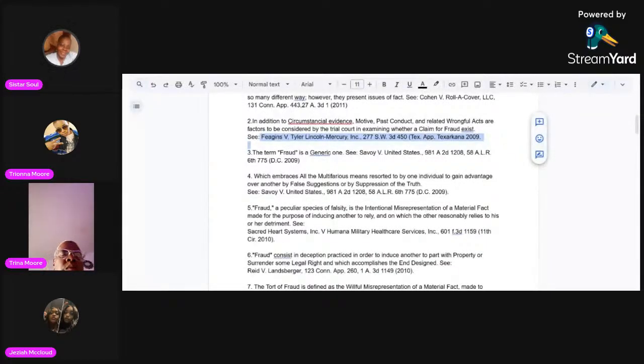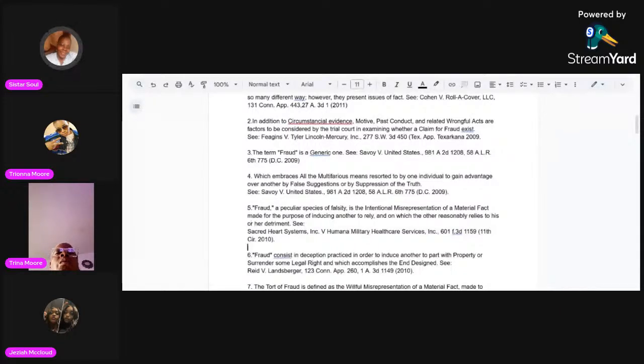There's another case of Savoy versus the United States. You guys can look that up. That's going to be on the document, which embraces all the multifarious means that are resorted to by one individual to gain advantage over another. That sounds like car dealerships, banks, all kinds of places that are doing this fraud with these securities, right? All of them. That's Savoy versus the United States.